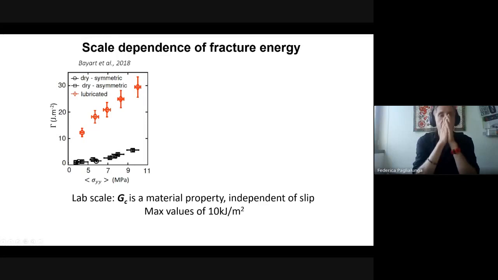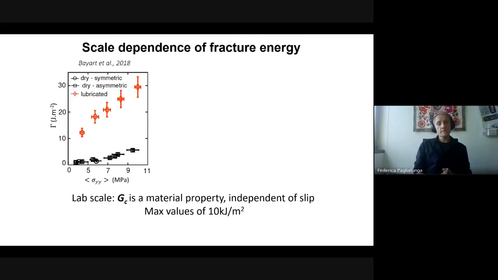So here starts to be the problem. It looks like the fracture energy that we are able to invert in the lab well explains the different stages of the propagation of cracks along an interface. However, what we also observe from these experiments is that at the lab scale, the value of the fracture energy, GC, is a material property that is independent of slip.